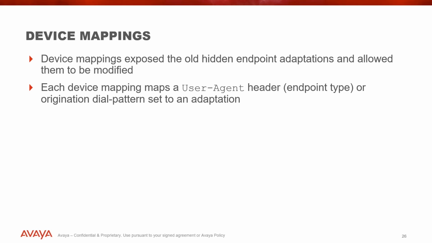What we're going to do here is add an additional device mapping to change the request URI. Each device mapping will map either a user agent header, which is really just the endpoint type, it's how the endpoint identifies itself, or an origination dial pattern set to an adaptation. An origination dial pattern set is really just a collection of users that you want this to apply to.